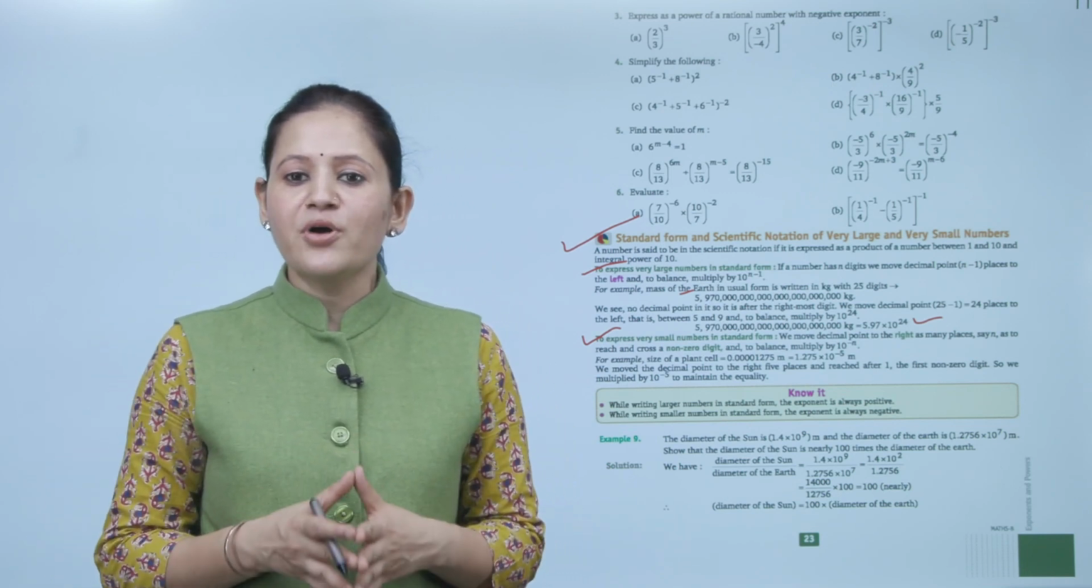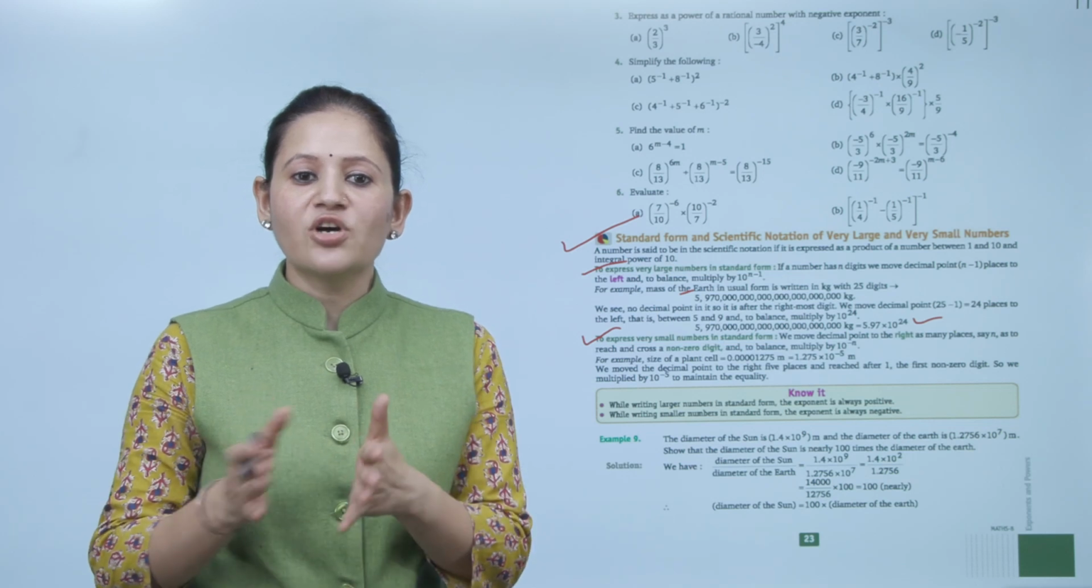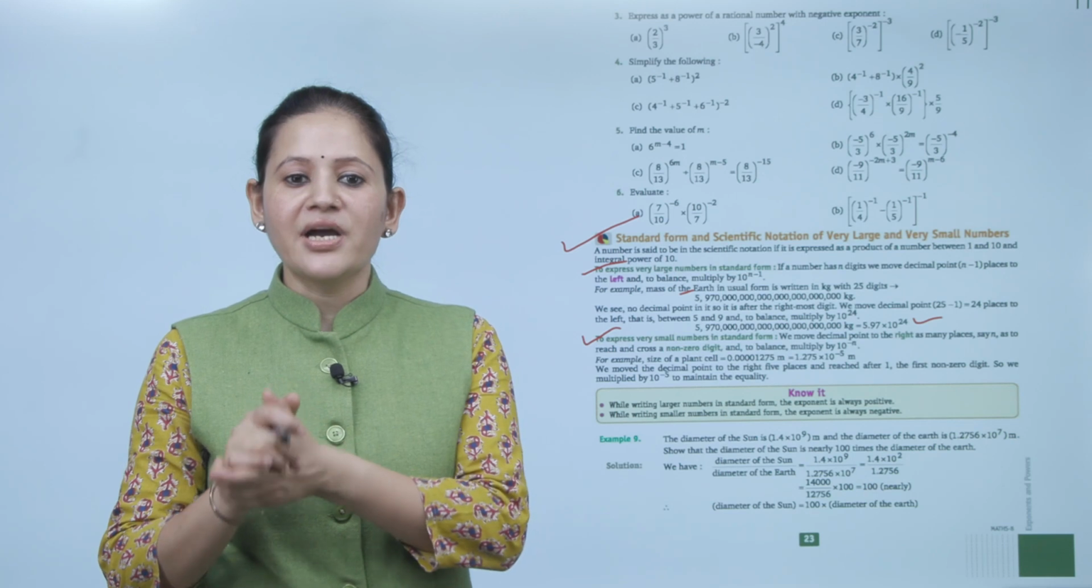Next, to express a very small number in standard form, we move the decimal point to the right as many places, say n, as needed to reach the first non-zero digit, and to balance multiply 10 to the power minus n.